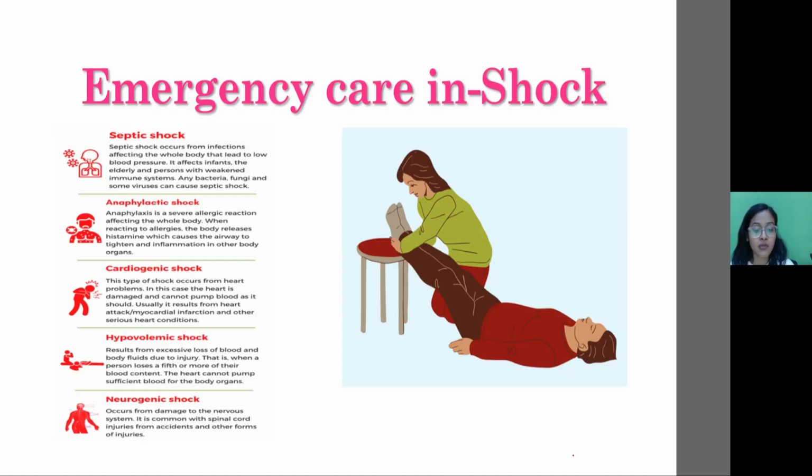Next is neurogenic shock. Neurogenic shock occurs from damage to the nervous system. It is common with spinal cord injuries from accidents and other forms of injuries, right? So these are the 5 types of shock.